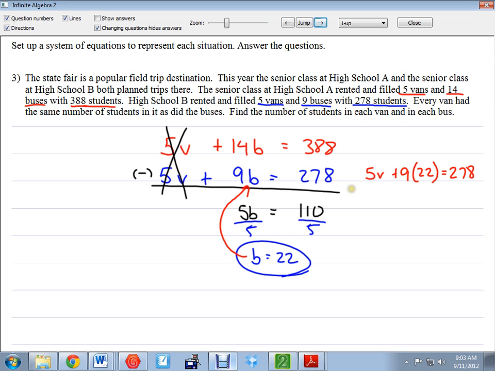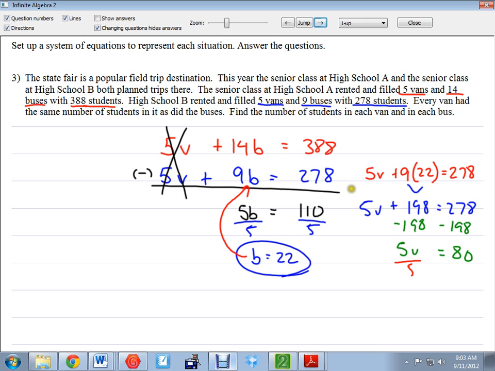We want to just go through and multiply the 9 times the 22 here to get 198, is equal to 278, and of course we bring down the 5 vans. Subtract off 198 from both sides, and 278 minus 198 is going to be 80, is equal to the 5 vans.